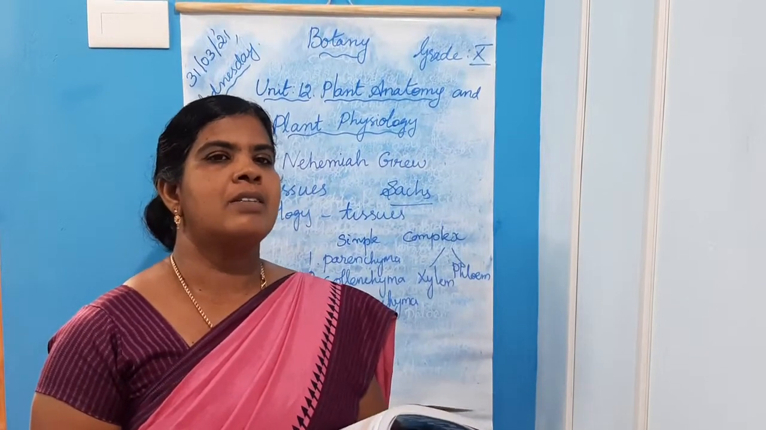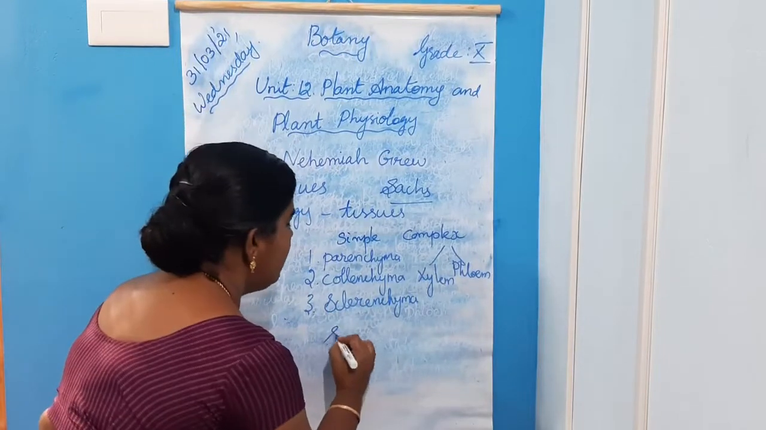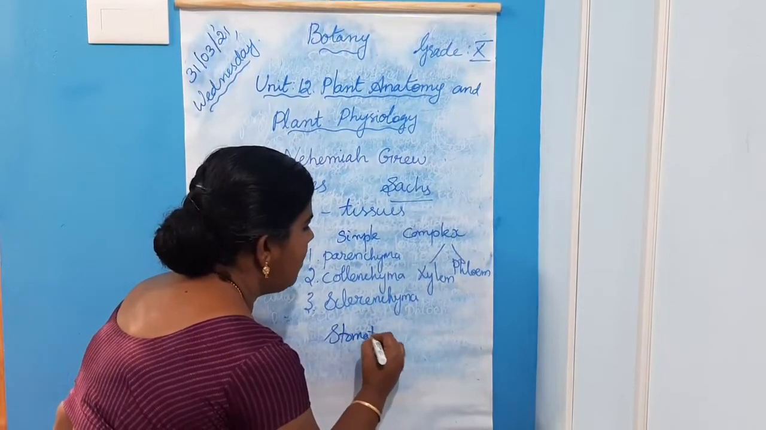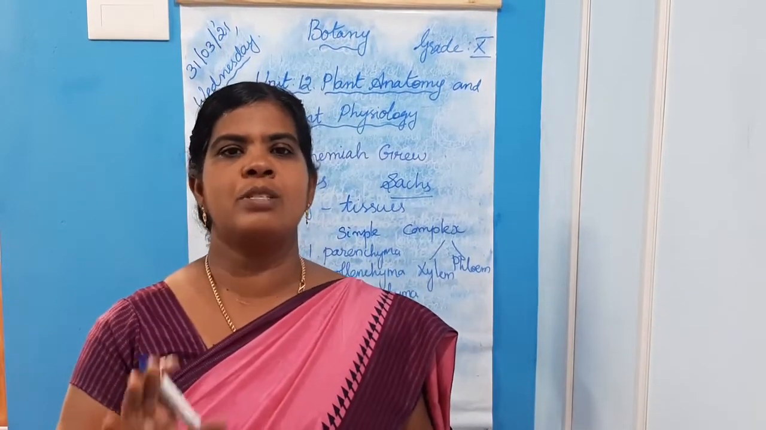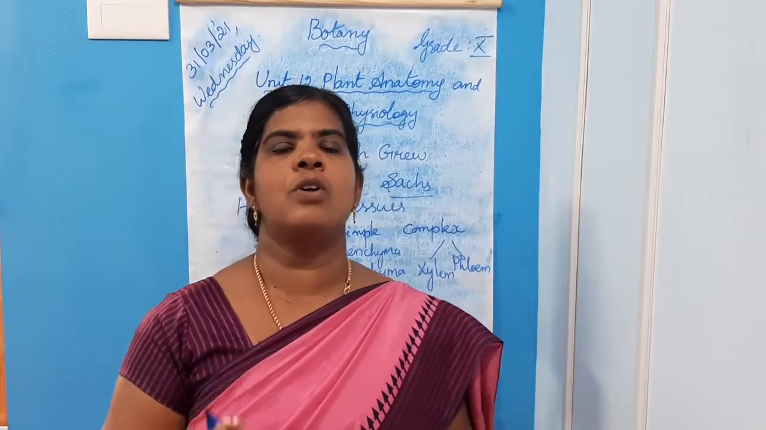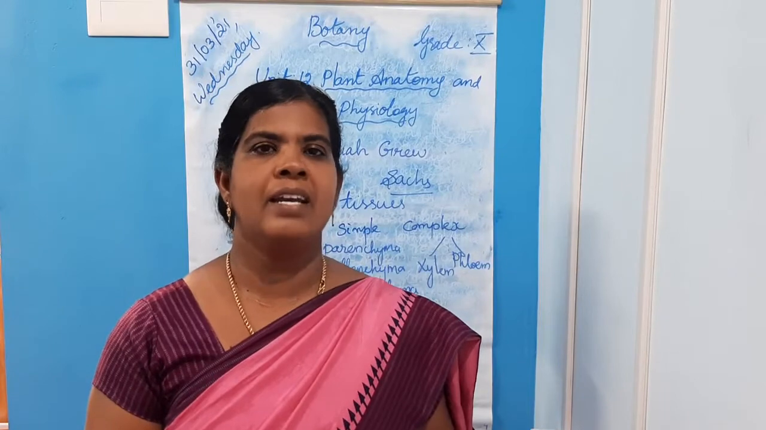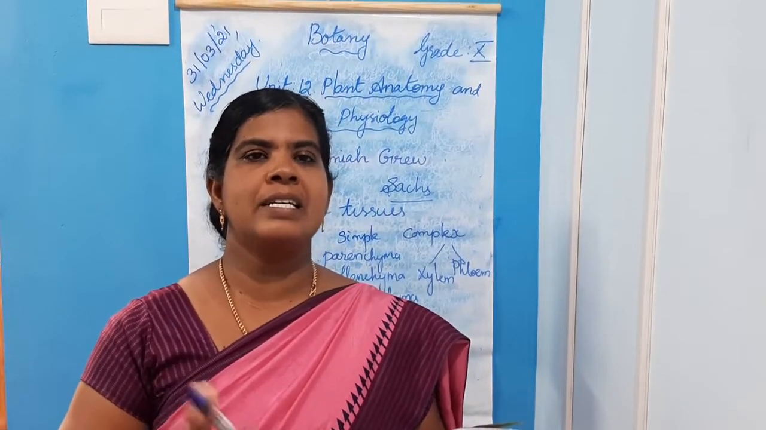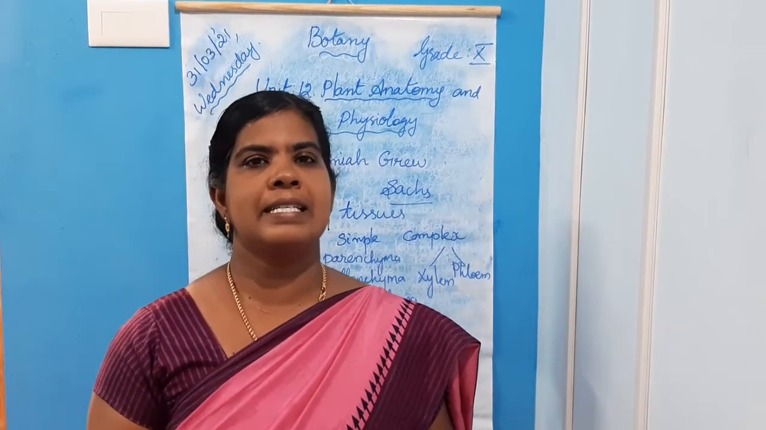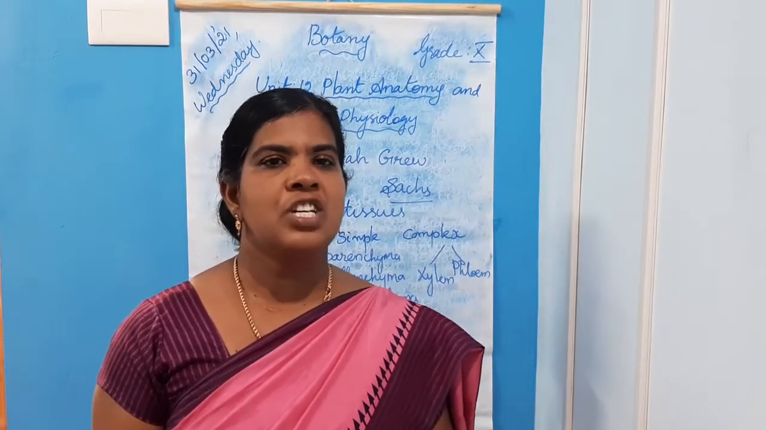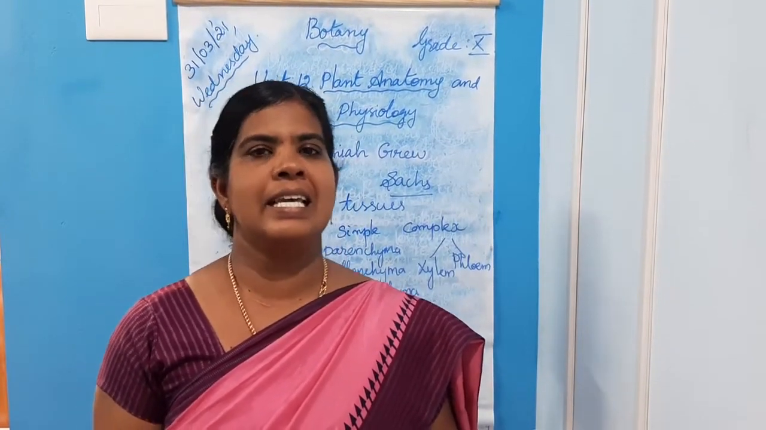Then this epidermis contains minute pores called stomata. Epidermal cells contain minute pores called stomata. So the minute pores which are present on the epidermis of stem as well as leaf, that is called stomata. The function of stomata is transpiration and gaseous exchange.